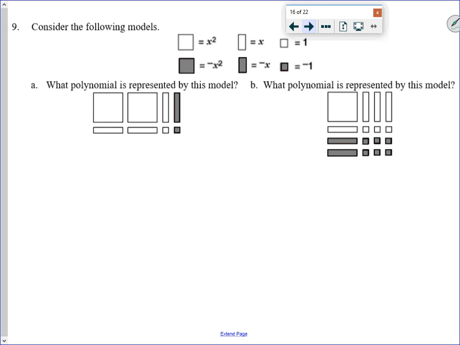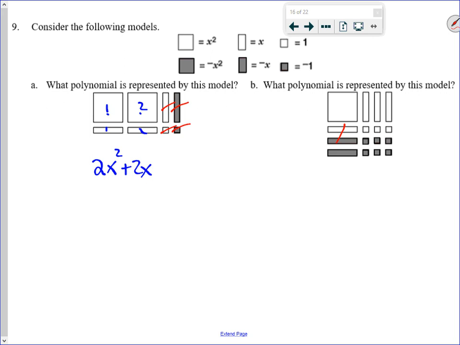All right, so which of the following, what is the polynomial represented by the model? So I have 2x squared, so that's 2x squared. Now, a lot of times with these, it's easy to cancel these out. So if I have a positive and a negative, they cancel each other out. Sorry, I messed that up. Each one of these was an x squared, so that's 2x squared. And then I have 2 x's, so that's 2x squared plus 2x.